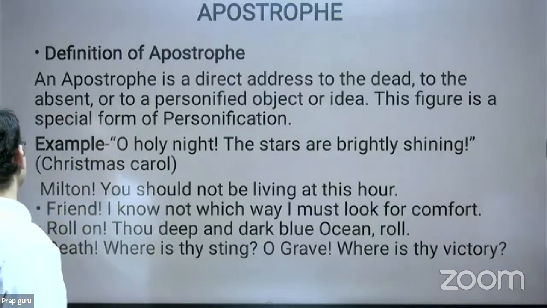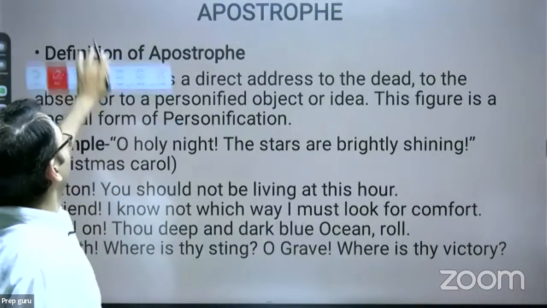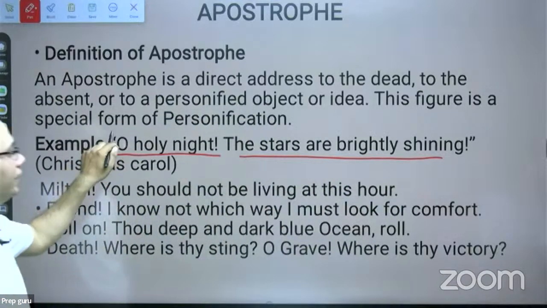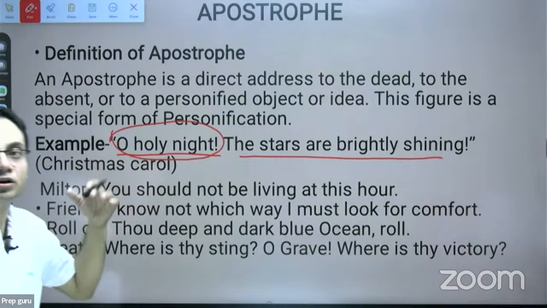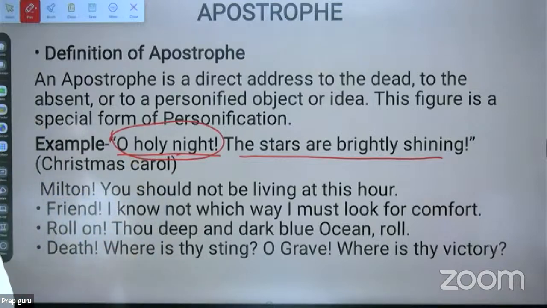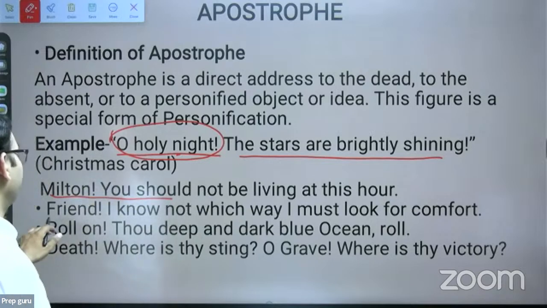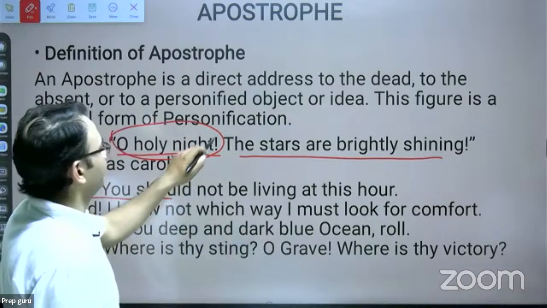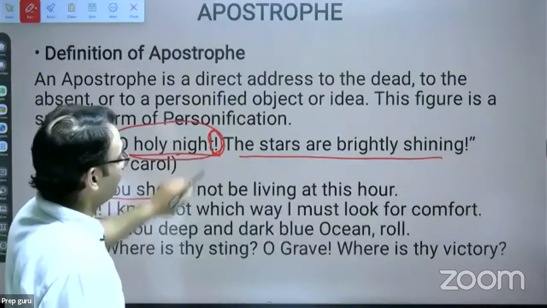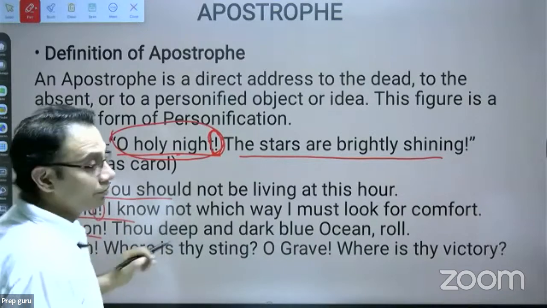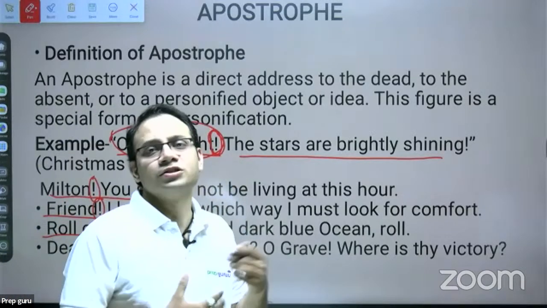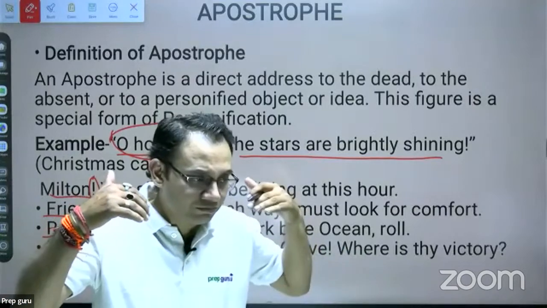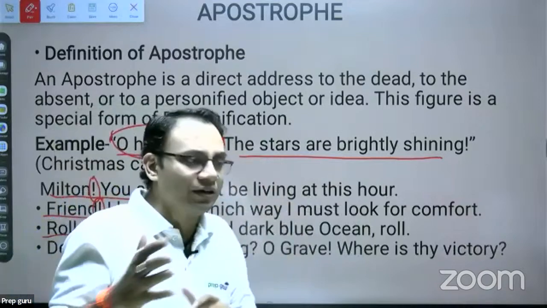See this example. Have a look at the example. Oh holy night, the stars are brightly shining. This is addressing the night. He is trying to communicate with night, right? Now, Milton, you should not be leaving at this hour. Friend, I know not which way must I look. Roll on. So some students take the clue of apostrophe, oh sorry, the exclamatory mark. But it is not always possible that you will get this exclamatory mark in each and every sentence. It might be possible that the sentence is of apostrophe and the exclamatory mark is not there.